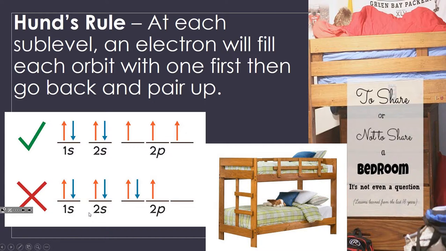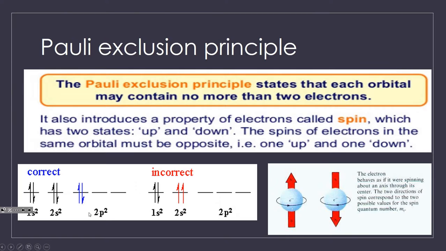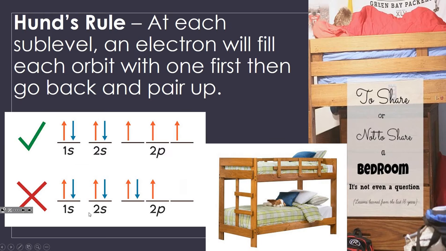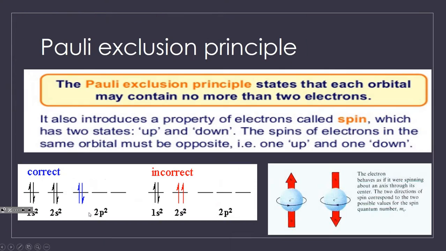I put it up here, but basically every electron gets their own orbit at that same level until all the rooms are full, then you got to go back and share it. So however you want to put it in your own words. You're going to tell these back to me in a minute. So make sure you're writing something down. To share or not to share a bedroom, it's not even a question, is it? Right? And the last one is Pauli's. You're supposed to be putting it in your own words, though. So Hund, everybody gets their own room until all the rooms are full, then I got to pair up.